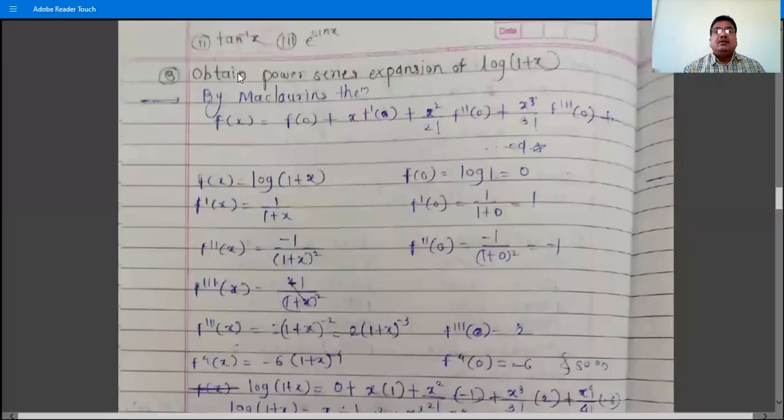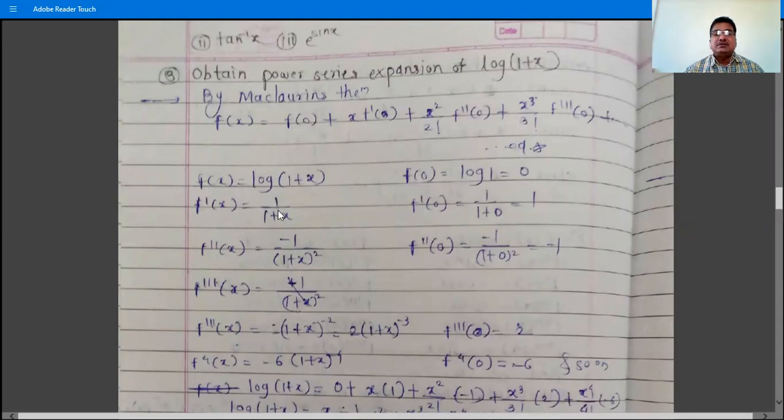Next example, obtain the power series expansion of log(1 + x) by Taylor's theorem or Maclaurin's theorem. So by Maclaurin's theorem, f(x) is equal to f(0) + x f'(0) + x²/2! f''(0) + x³/3! f'''(0) and so on. So the given function log(1 + x) as f(x), then the value at 0 is log(1 + 0) is log 1, which is 0.